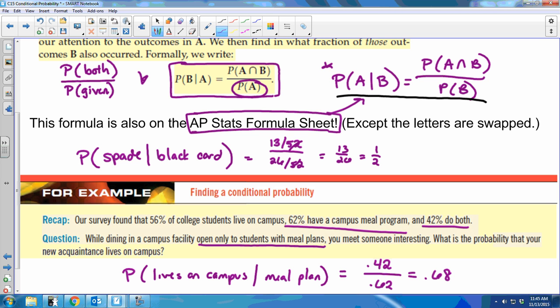That should make sense without the formula, right? That's why you get a spade, given you have a black card. Well, half of the black cards are spades. So that should make sense. But again, practicing with that formula. Okay? Questions?